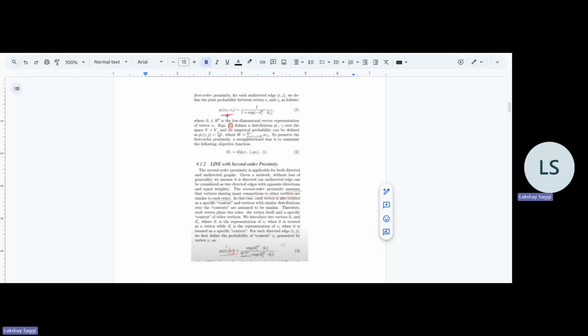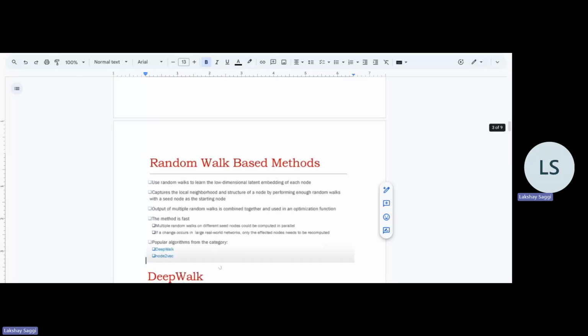So in line with second order proximity, each vertex plays two roles. It's the vertex itself, and it acts as a specific context to other vertices. And so we introduce two vectors for each vertex. One vector represents the vertex itself, and the second vector represents the context vector for that vertex. And then one can define probabilities of context with respect to certain vertices and so on. But let's not get into that.